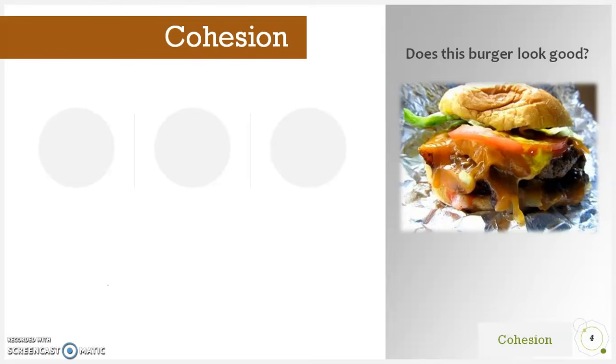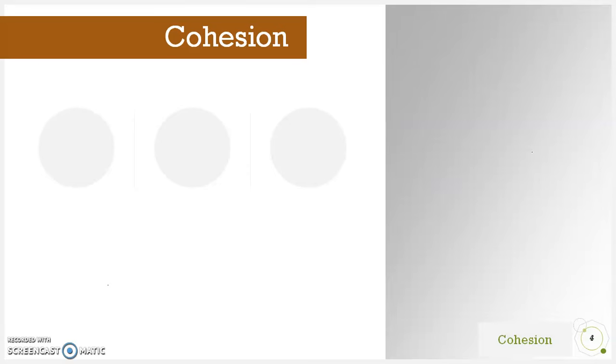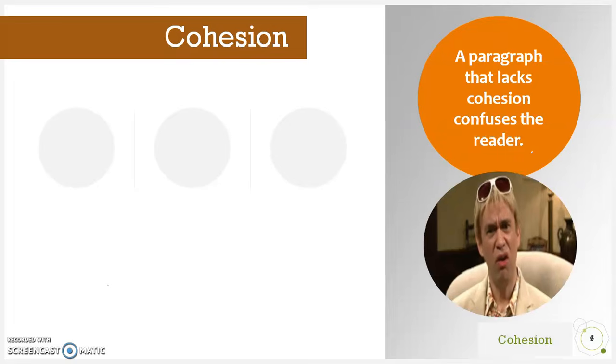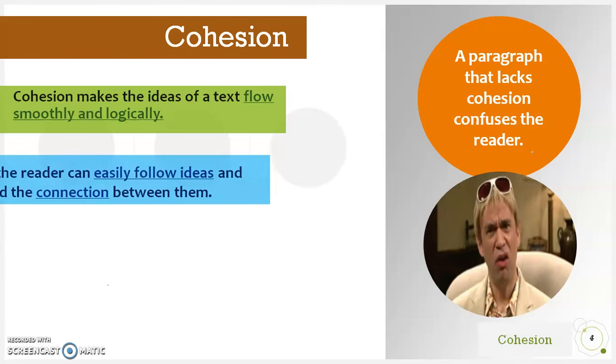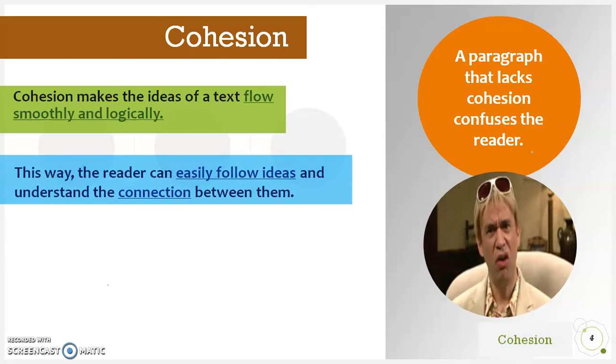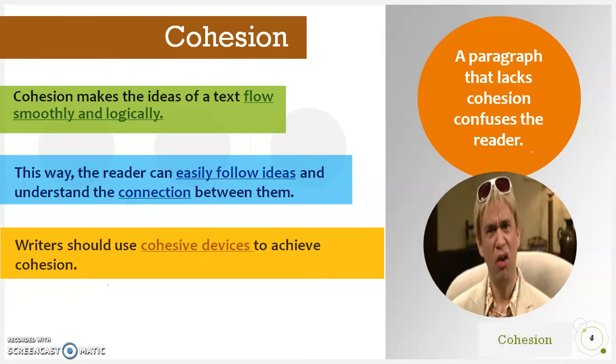Similarly, in a paragraph that lacks cohesion, readers will be confused. They will not understand what the ideas are about or what the paragraph is about. Therefore, cohesion makes the ideas of a text flow smoothly and logically. That is, the reader can easily follow ideas while reading and understand the connection between them. Therefore, what should writers do? Writers should use cohesive devices to achieve cohesion.